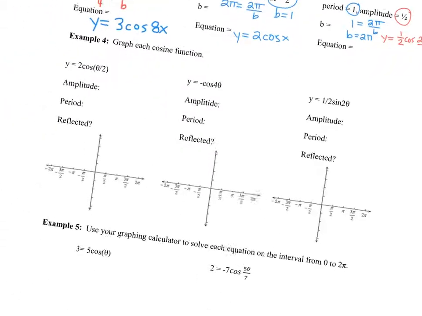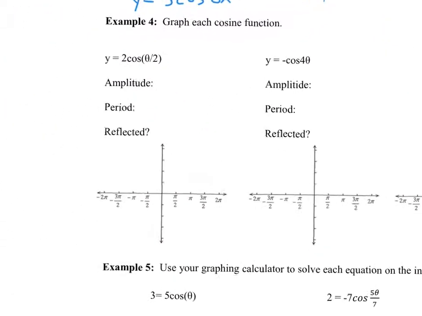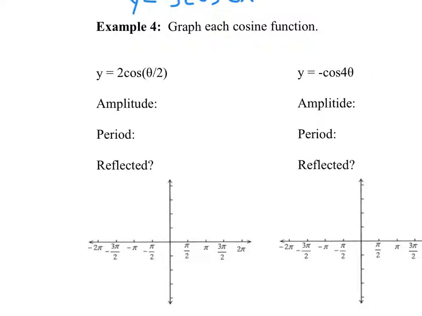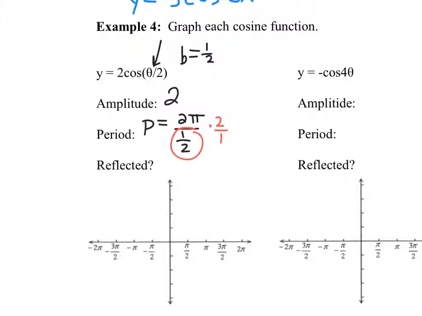And then down here, we're going to graph. So the amplitude is 2. The period is going to be 2 pi over b. So b is 1/2. So if you have 2 pi divided by 1/2, if you're dividing by a fraction, you're actually going to flip it over. So it's going to be times 2 over 1. So the period is 4 pi. And it has not been reflected because the a out front is positive.